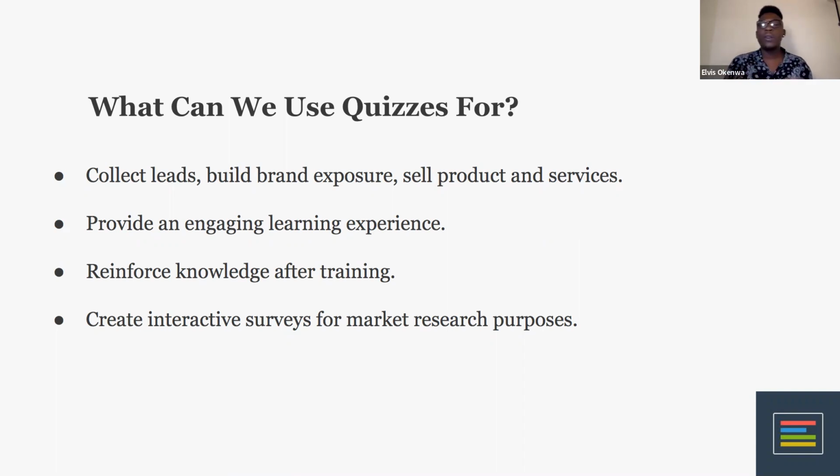And finally, you can create interactive surveys with quizzes. All right, so you can use this for surveys to gather more information about your audience and use that for market research purposes, for product optimization, you name it. So those are the four ways that we can use quizzes, or the four reasons why quizzes are important, how they can be used.